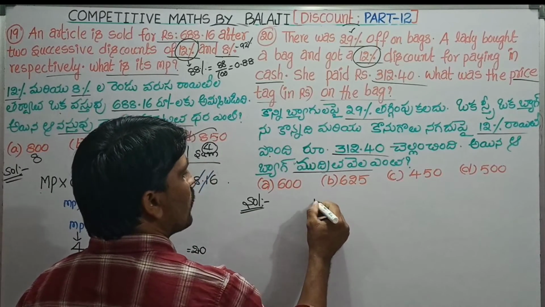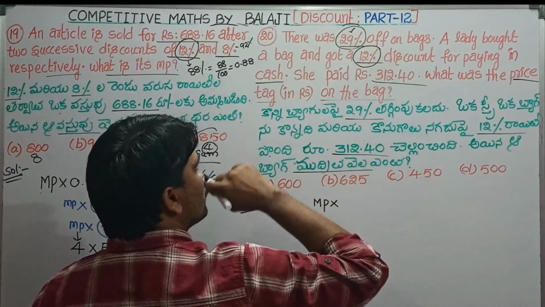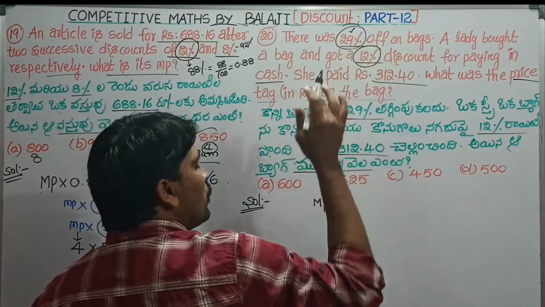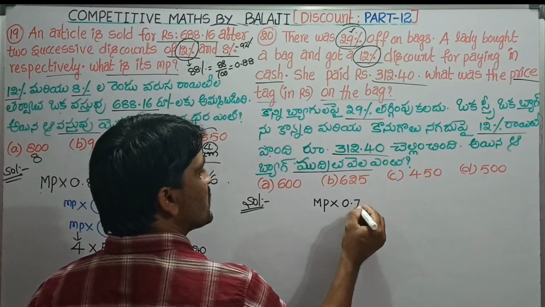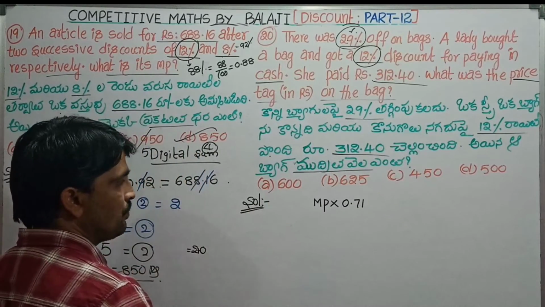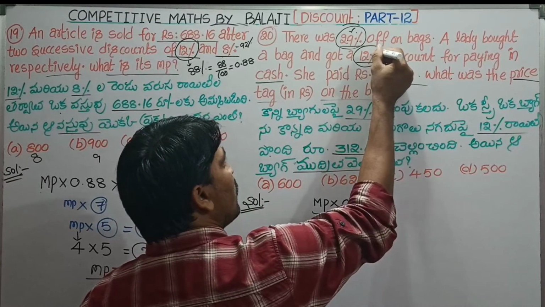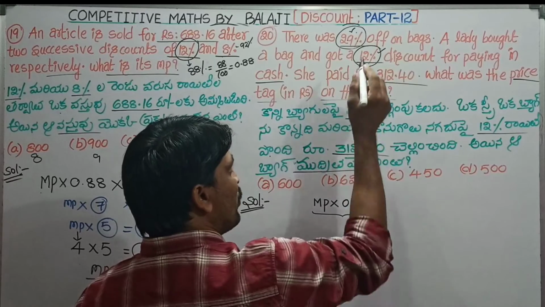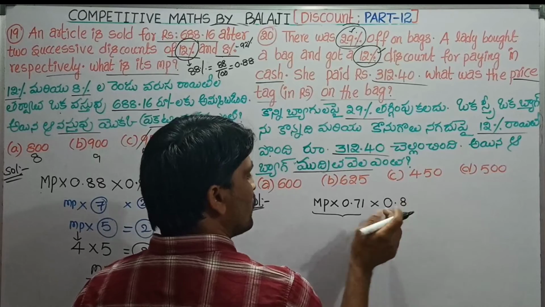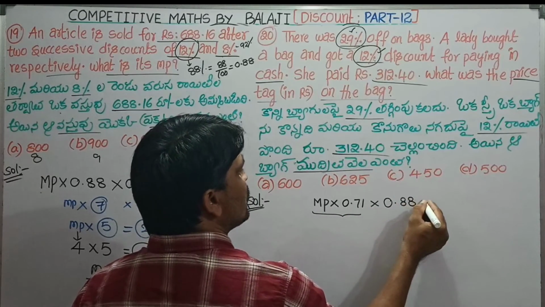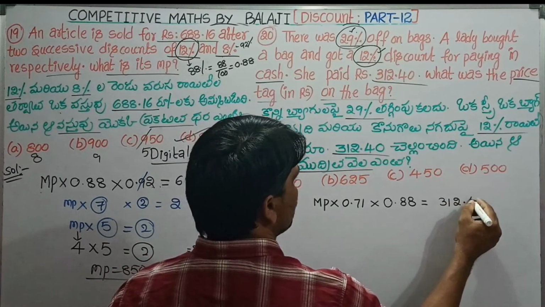Suppose market price of the article be MP. There was 29% off. 29% off means for every 100, 29 rupees less. So the article is sold at only 71%, which means 0.71 times of market price. This is the reduced price. On the reduced price, again, she got 12% discount. 12% means for every 100, 12 rupees less. So the article is sold at only 88% of this reduced price, which is 0.88. This is the selling price of the article, which is equal to 312.40 rupees.